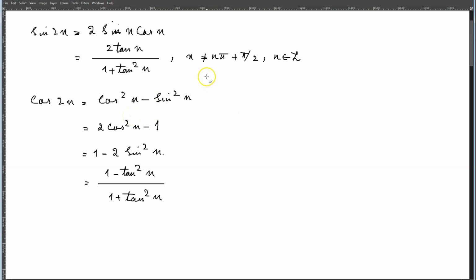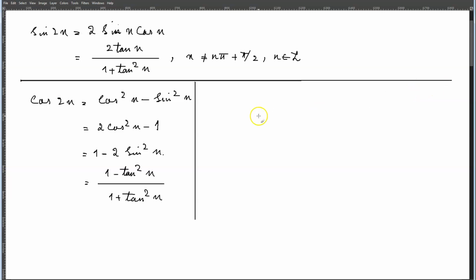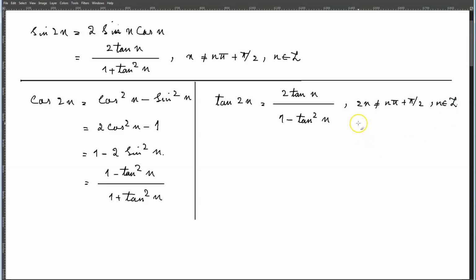Now for tan of 2x, we had 2 times tan x over 1 minus tan squared x, and well here basically 2x is not supposed to be equal to n times pi plus pi by 2, where n belongs to a set of integers. And that's basically sine of 2x, cos of 2x, and tan of 2x, right?